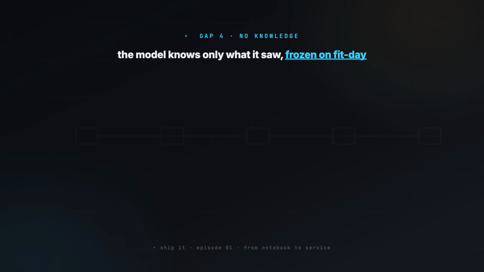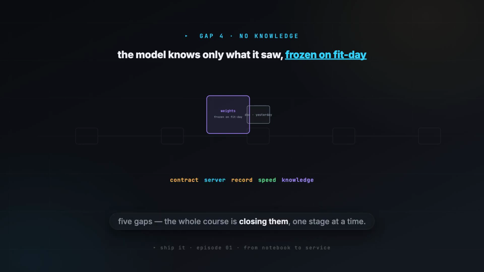And a notebook has no knowledge beyond its weights. The model knows only what it saw in training, frozen on the day you fit it. Ask it about a document written yesterday, and it has no way to look. 5 gaps: contract, server, record, speed, knowledge. The whole course is closing them one stage at a time.